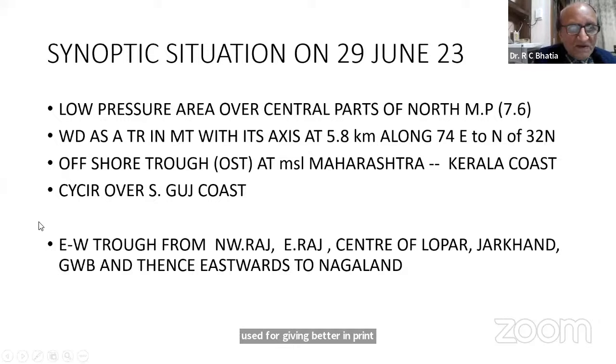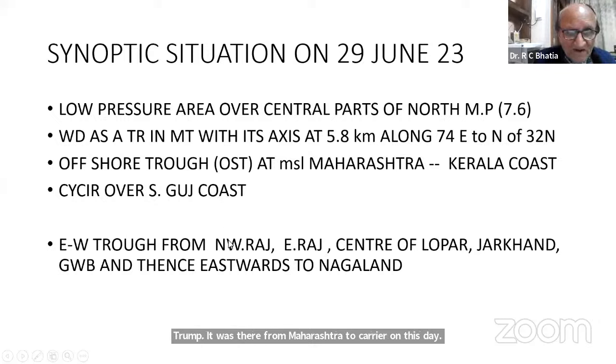So in this, there was a low pressure area over central parts of North MP, with its extent up to 7.6, on 29 June, I'm talking. And there was also a western disturbance as a trough in the mid-troposphere with its axis at 5.8, roughly along 74, to the north of 30. And another important feature in the monsoon flow is the offshore trough. It was there from Maharashtra to Kerala on this day, and there was a cyclonic circulation over Gujarat.